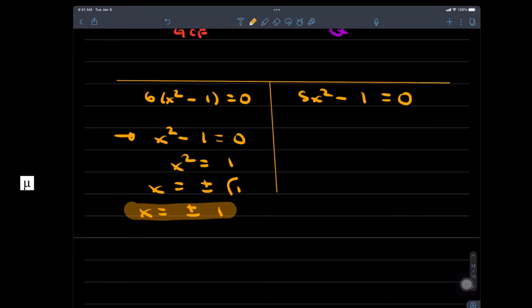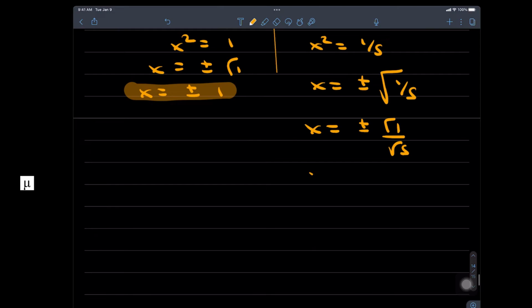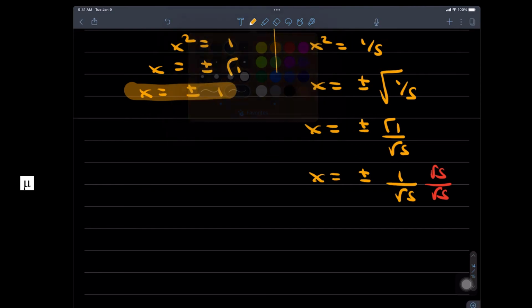And then what about this one here? This means what? 5x squared is 1. X squared is 1/5. So what does that mean about x here? X will be plus or minus the square root of 1/5. Now remember, you have to do some rationalizing here. So x will be plus or minus 1 over the square root of 5. And rationalize the denominator. Okay, there you go.